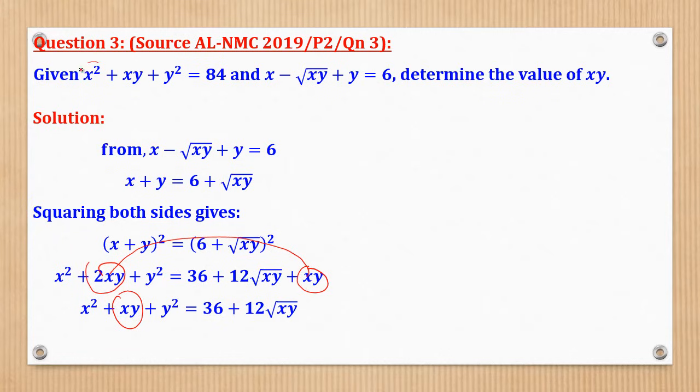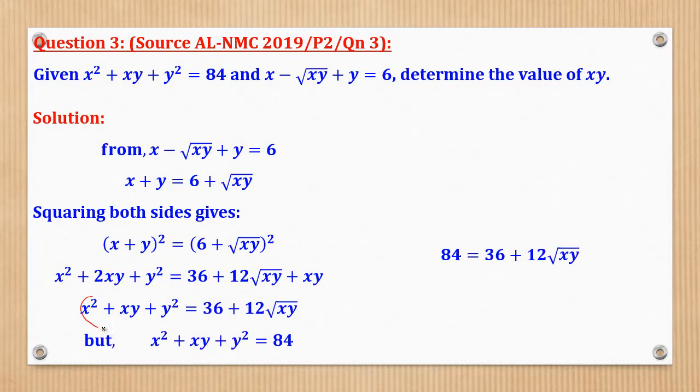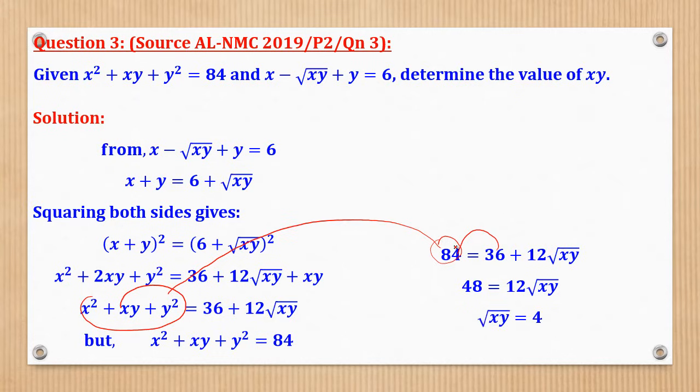When I do that, you realize something. This one is exactly the same as this. And they told us it's equal to 84, meaning that now I can substitute. So where there was the whole of this, I've put there 84. Then I can now bring this side to come up with 48 equal to 12 square root of xy. Divide both sides by 12 to come up with that. Then to remove the square root, I square both sides to come up with 16 as the answer. So basically, that is what they wanted in question 3.